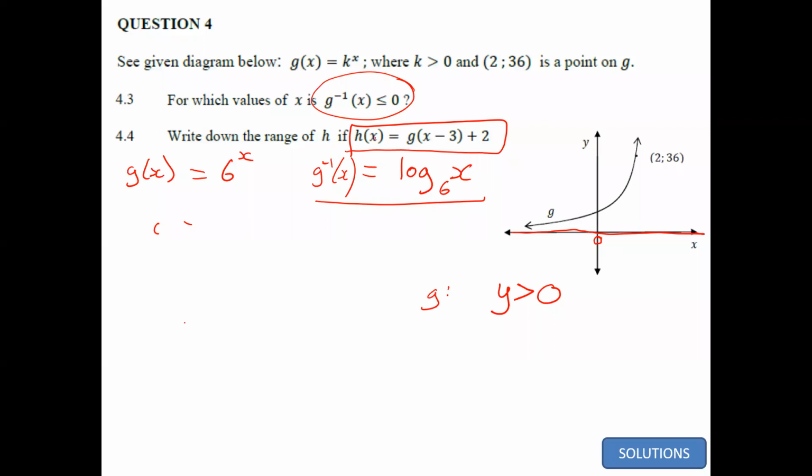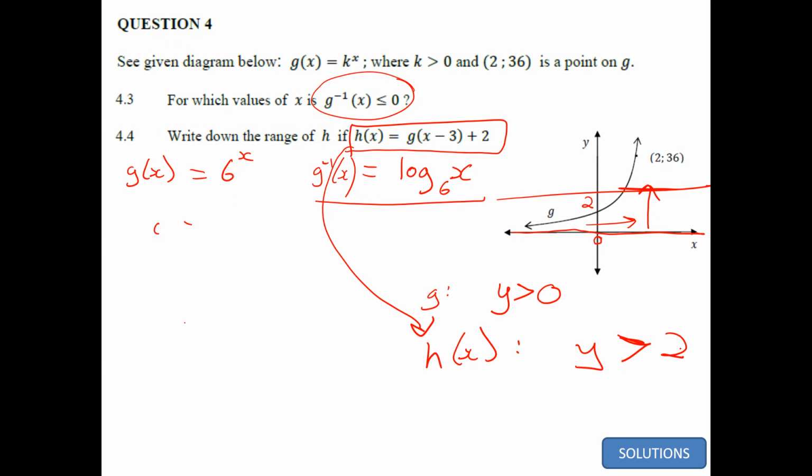Now, we want to find the range of the H graph. The transformation is we're moving the graph 3 units to the right, which is on the x-axis and does not affect your range. Then we're moving the graph 2 units up, so that asymptote will actually go to 2. That affects the range, which means the range of h of x would be y greater than 2. Okay, so that is your range. Are we happy with that?